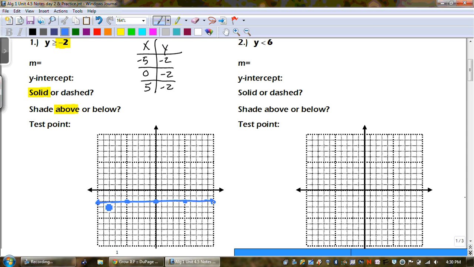And there we go. Now I think it's easier to answer some of these other questions. What's our slope? Well, it's a lazy line. A lazy line has a slope of 0. What's our y-intercept? Our y-intercept is 0, -2. That's right there. Now it says that we shade above, so I want to make sure that we shade everything that is above the line.